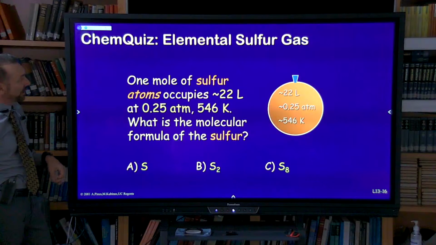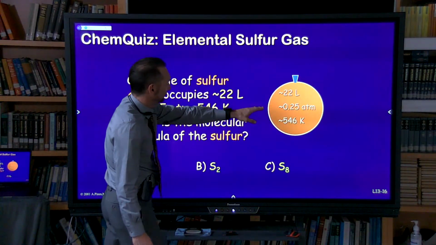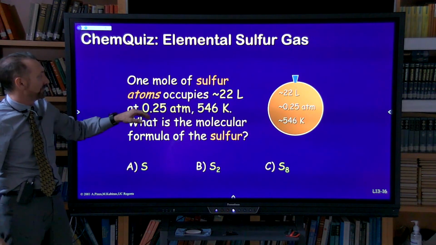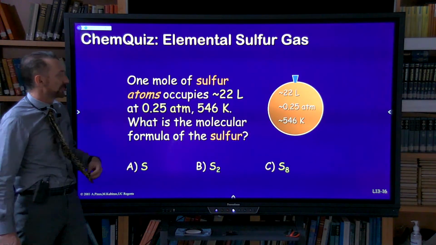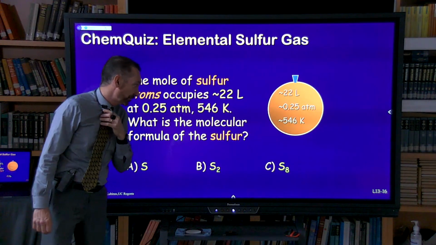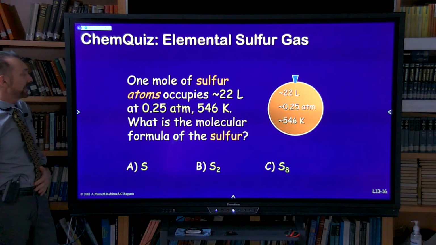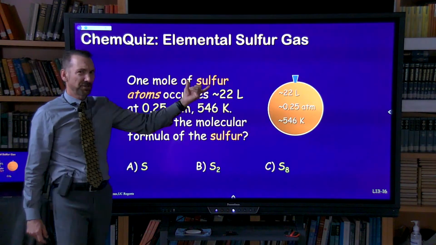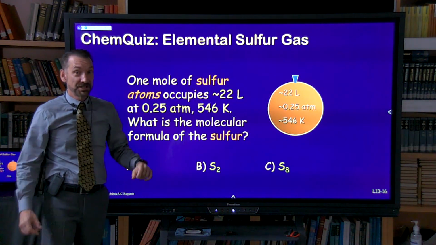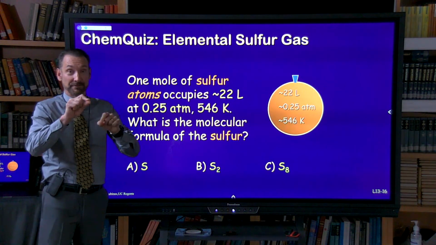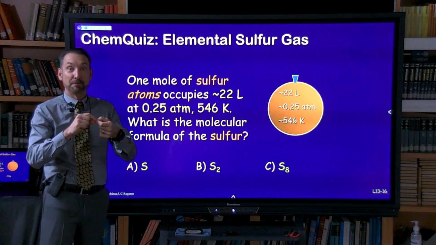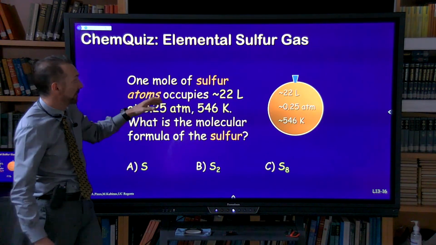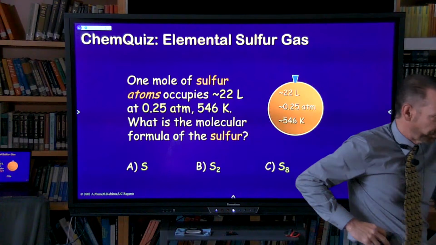Okay, let's do this one. A mole of sulfur atoms occupies around 22 liters at a 1/4 atmosphere of pressure and 546 Kelvin. Now that is the absolute temperature, so we can put that one in directly. What's the molecular formula of the sulfur? So we know how many sulfur atoms are in there. The question is, are they atoms, or are they some kind of molecule? 1 mole of sulfur making some number of molecules of a sulfur molecule. Let's talk about that one, and we'll take a vote.